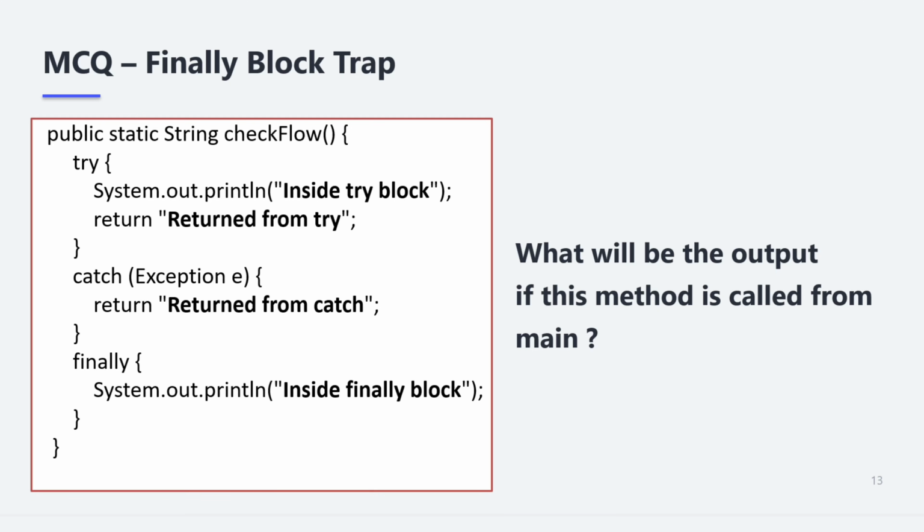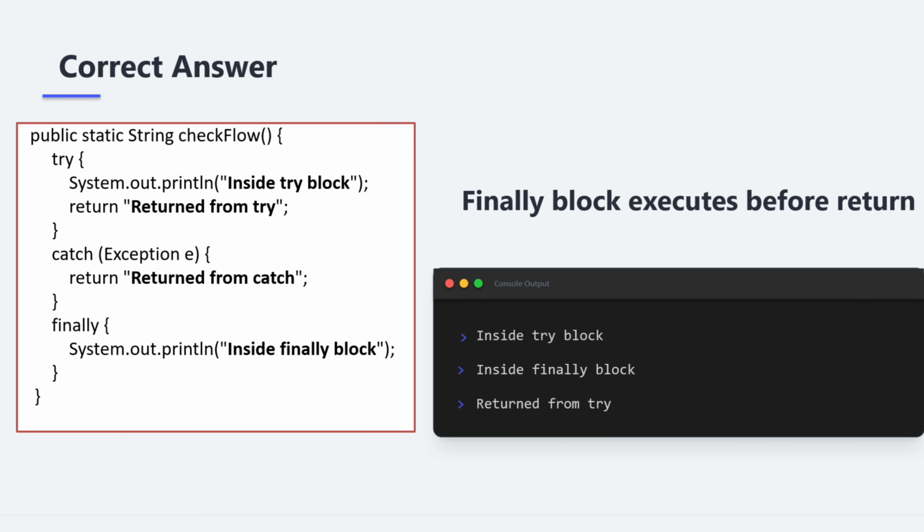The correct answer for this question is option B. Let's understand the execution flow step by step. First, the try block will execute and it will print "inside try block". Then the return statement is reached inside the try block, but the method will not return immediately. First the finally block will execute before the return, and it will print "inside finally block". Then the return value is sent to the main method, and the main method will print "returned from try block". That's why the final output is inside try block, then inside finally block, and then returned from try.